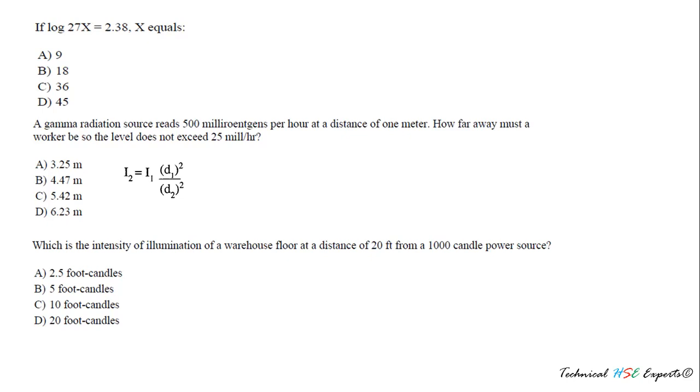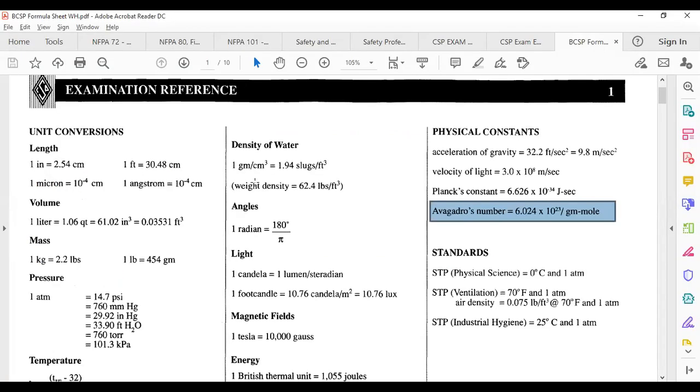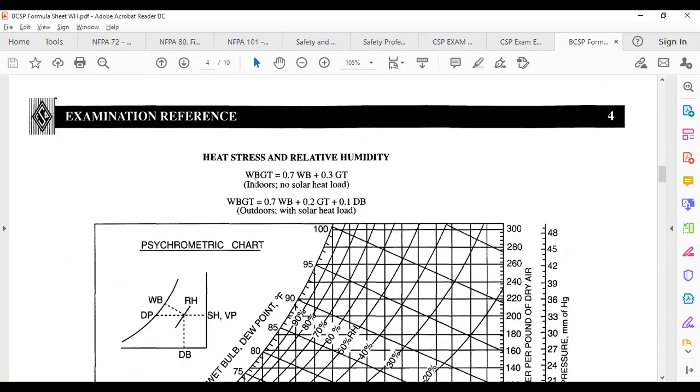A gamma radiation source reads 500 milliroentgen per hour at a distance of 1 meter. How far away must a worker be so the level does not exceed 25 milliroentgen per hour? First, go to our formula sheet and go to the radiation section.